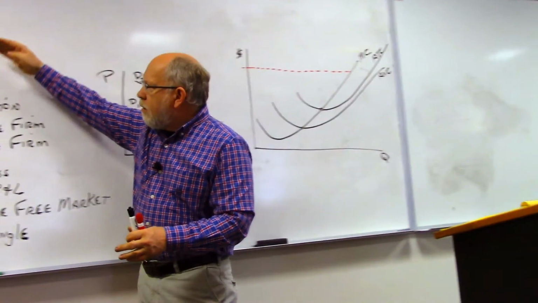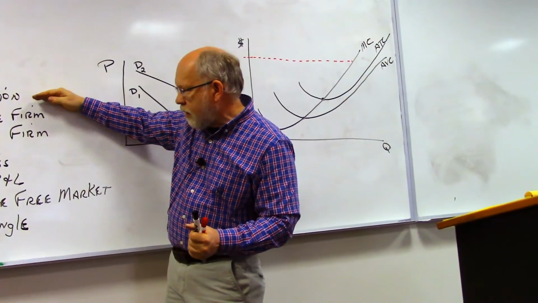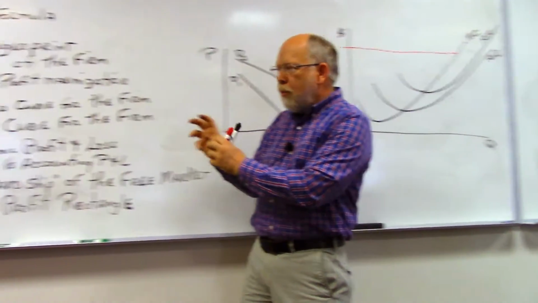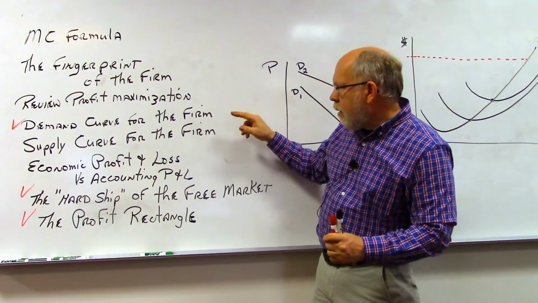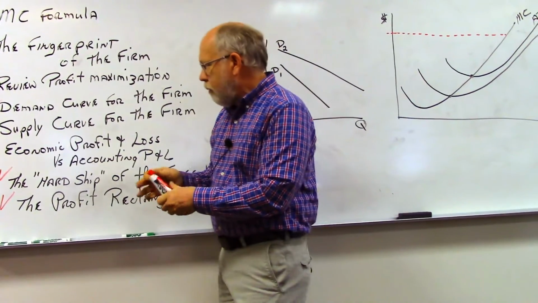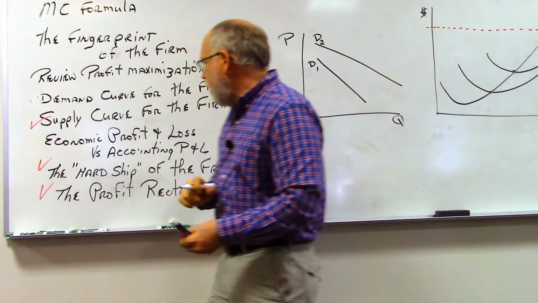Last time we talked about the marginal cost formula, the fingerprint of the firm, the review of profit maximization, and moving our demand and tweaking our output in order to maximize our profit. And then we talked about the demand curve for the firm, the supply curve for the firm. I really should say that we talked about the supply, but we didn't talk about the demand. That's where we're going to go next.